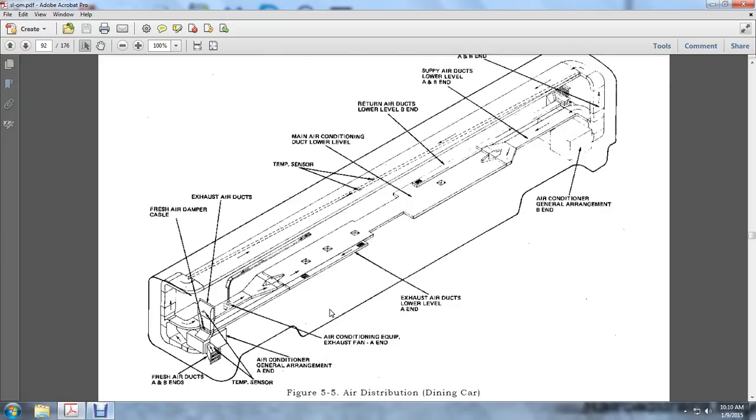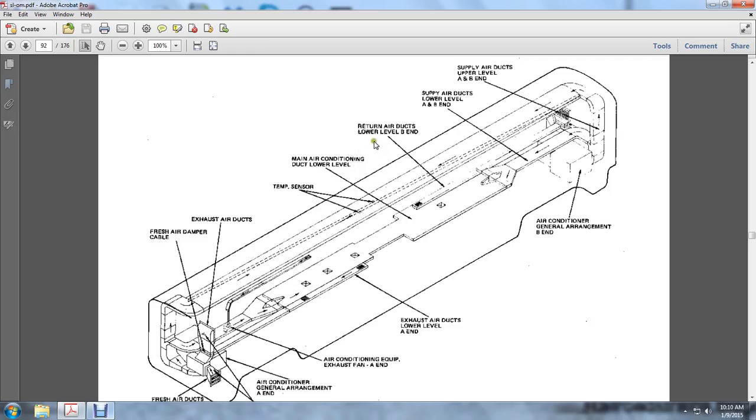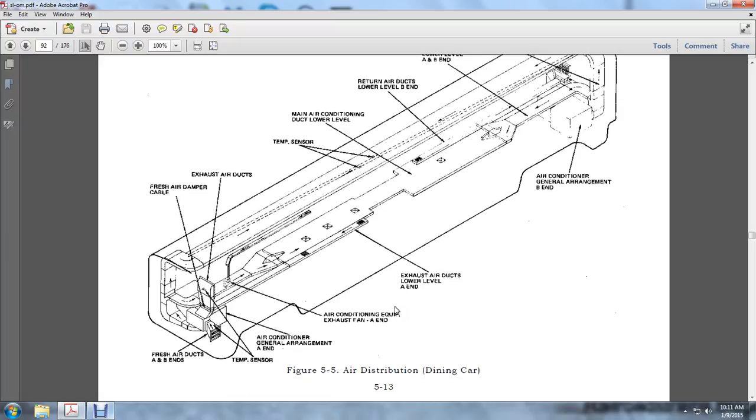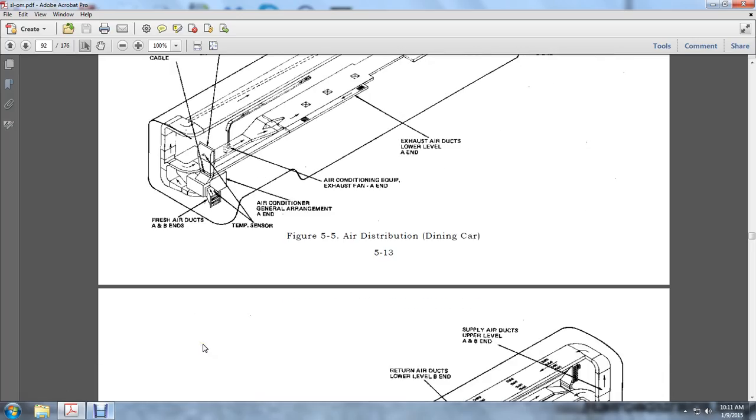This is the air distribution for the dining car: the fresh air damper, exhaust air ducts, the temperature sensors, the main air conditioned duct lower level, return air duct lower level B end, the supply air ducts lower level A and B ends, the supply air ducts upper level A and B ends, air conditioner general arrangement B end, exhaust air ducts lower level A end, air conditioner equipment exhaust fan A end, air conditioner general arrangement, temperature sensor, fresh air A and B ends.